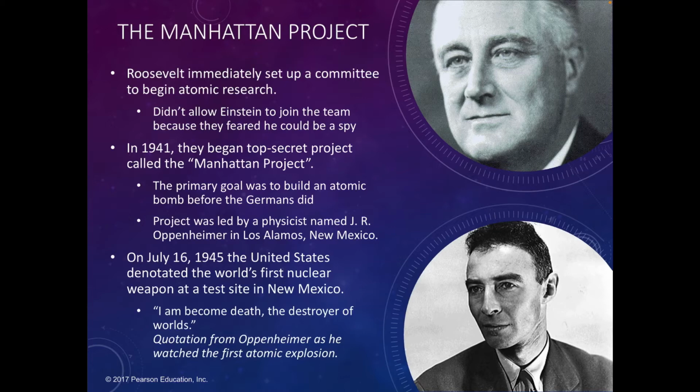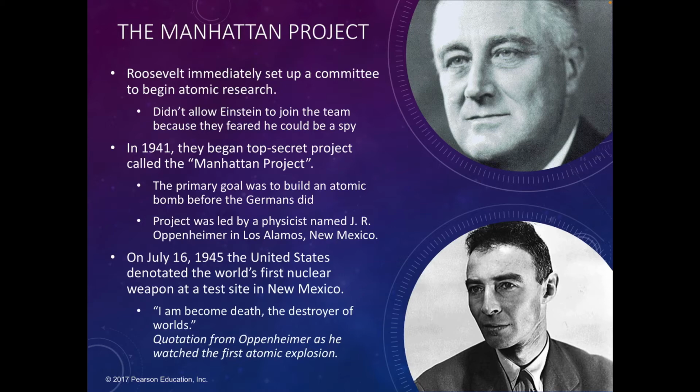In 1941, they began it. It was called the Manhattan Project. It was top secret and super, super expensive. The primary goal was to build an atomic bomb before the Germans did, right? So they were on a clock. The project was led by this physicist down here in the bottom right. His name was J.R. Oppenheimer, and the project took place in Los Alamos, New Mexico. You've likely heard of the Manhattan Project if you took a world history course maybe in high school.